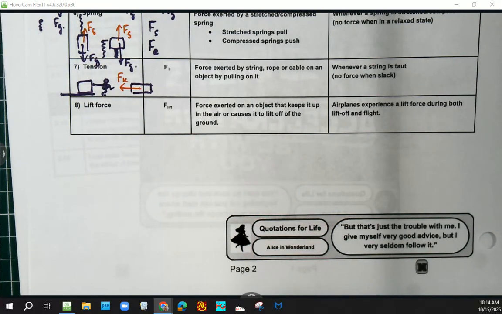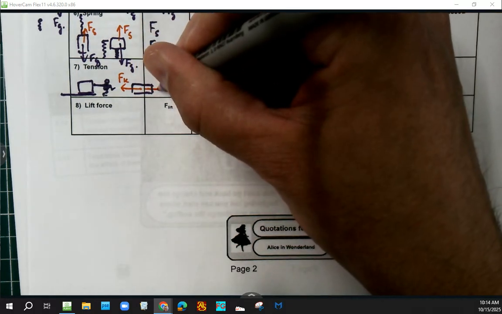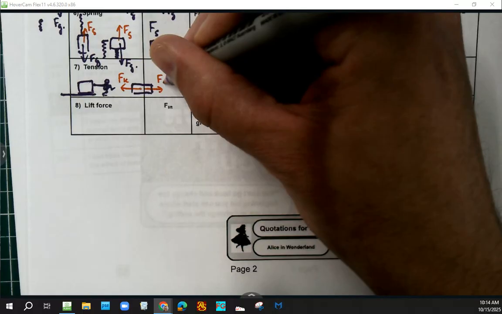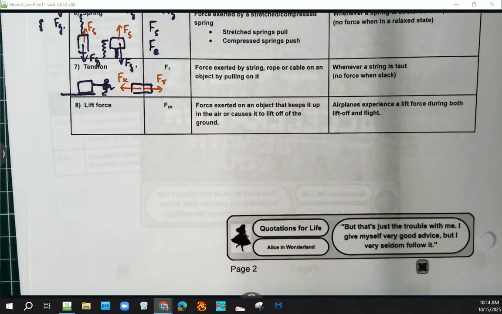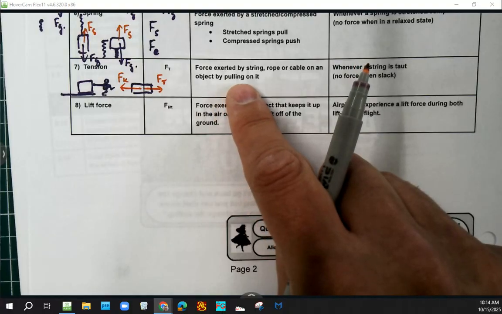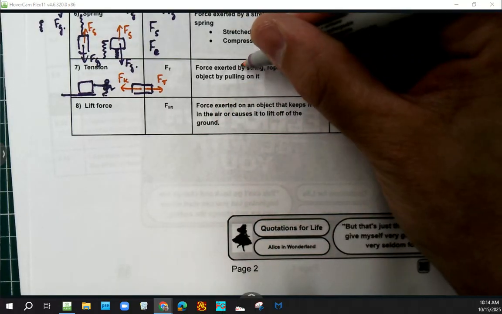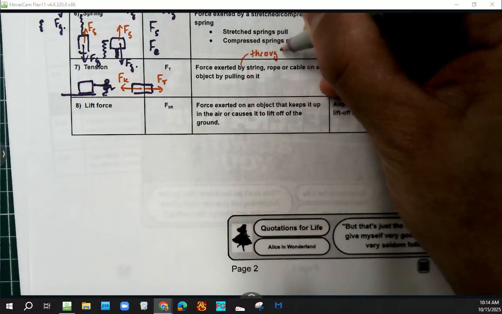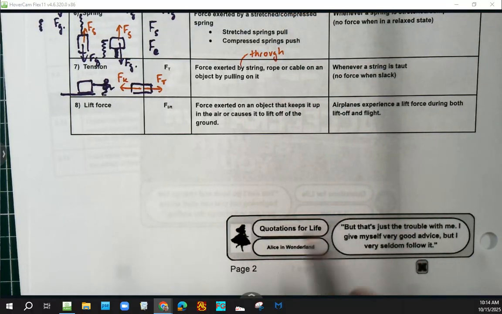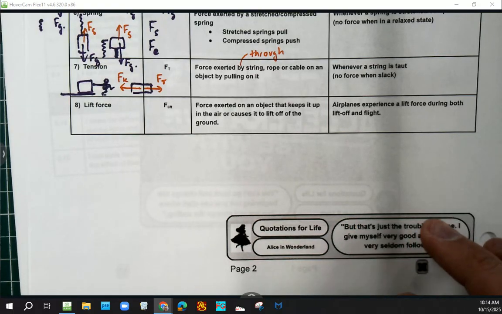And what direction would the tension be acting on the box? Left or right? To the right, yeah. Ft for tension. Now take a look at the definition. It says it's a force that's exerted by a string. Now, I can even say through a string, rope, or cable on an object that's pulling on it.